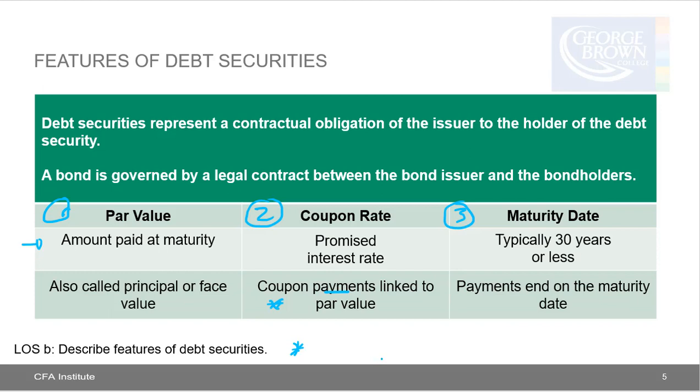Debt securities are offered over a wide range of maturities, although it is rare for new bonds to have a maturity longer than 30 years. The life of the bond ends on its maturity date, and the issuer is not responsible for any further payments after that date, assuming that all promised payments have been made. So the maturity date is the date when the bond matures, and that's when the principal is paid back to the bondholders.